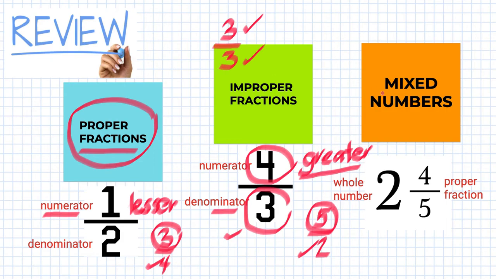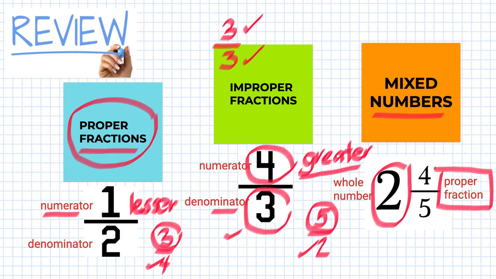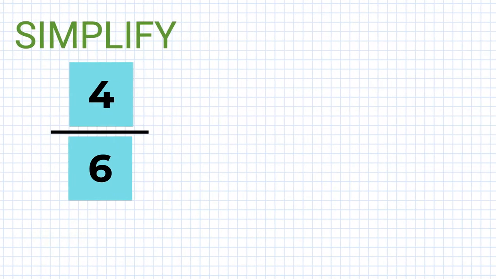Okay? The next one is what we call mixed numbers. A mixed number is a combination of a whole number and a proper fraction. Now let's go to the topic. Our topic is how to simplify fractions.